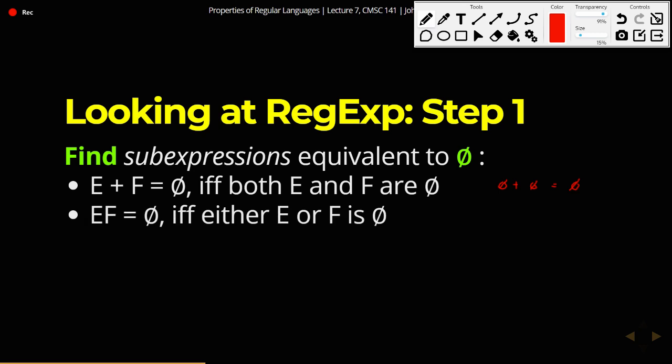Next, you have EF, or the concatenation of E and F, which is null if either E or F is null. So if it's, for example, E null or null F, then since it's concatenation and null is the annihilator for concatenation, that is just equal to null if either E or F is null. Okay. E star is never null because at the very least it could have epsilon. So it's just these two that we can simplify.